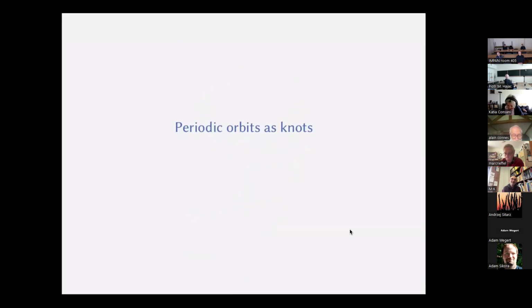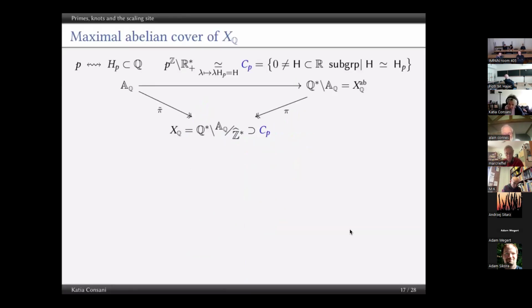I'm sorry to interrupt. Thank you. No problem. So finally, I enter the second part, which is to understand the link between these two orbits, or better, in the abelianized cover of the scaling site, which is the maximal abelian cover, the Adele class space. As I said, we want to reach an idea of the image of a pi1 of a knot embedded in the pi1 of the second knot complement in S3.